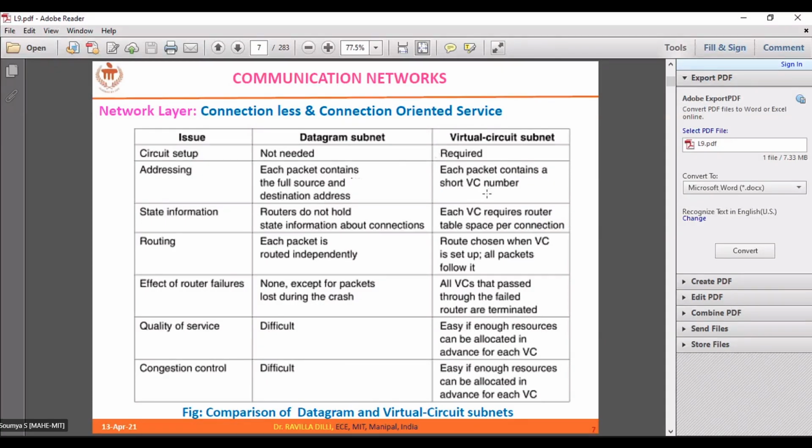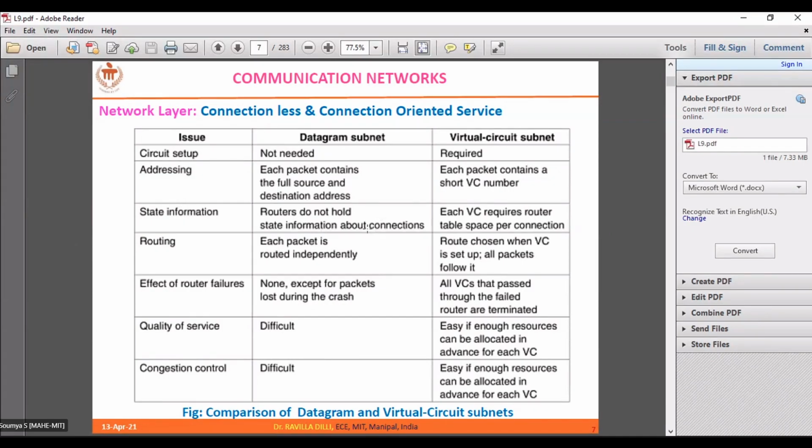Whereas in this virtual circuit subnet, only the virtual circuit number would be sufficient. The packet number and the virtual circuit number will be sufficient. So then reassembly is very easy at the receiver. What information does it hold?